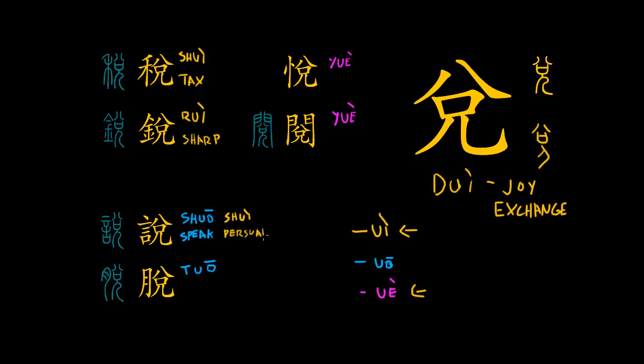Persuade. The next character is pronounced tuo, and it means, sort of like tuo yifu, to take off your clothes. If you say tuo shui, it means, if you have a washing machine and you press the button tuo shui, it will just spin dry the clothes. So it means sort of getting rid of something that is excessive or something like that.